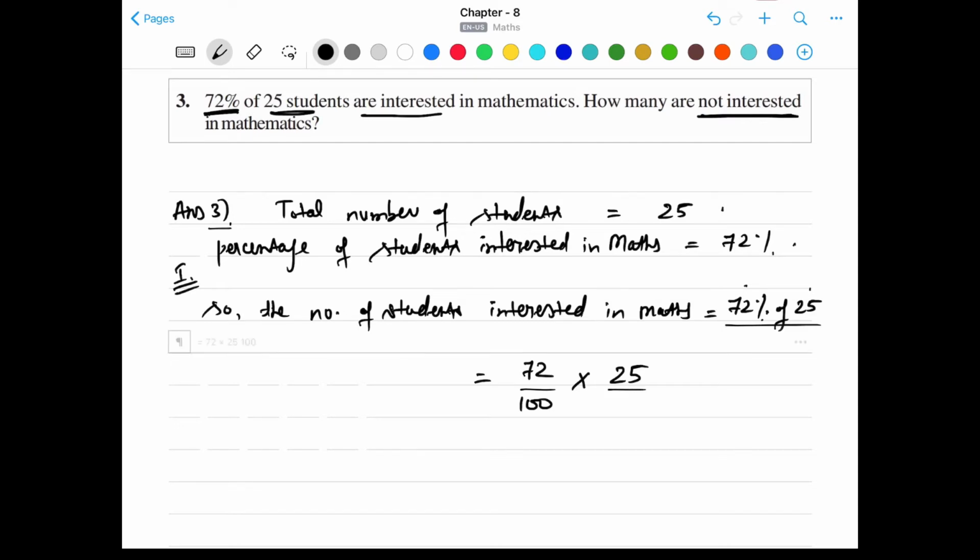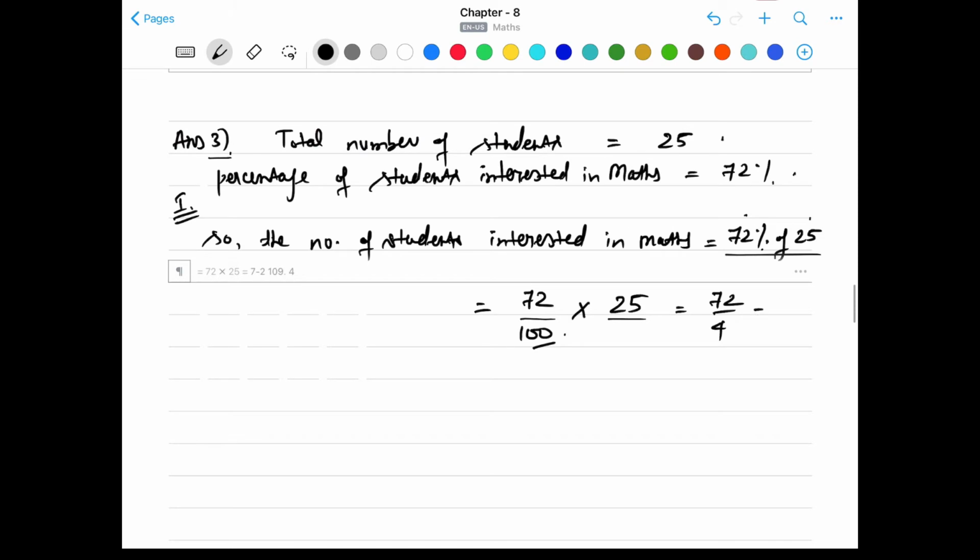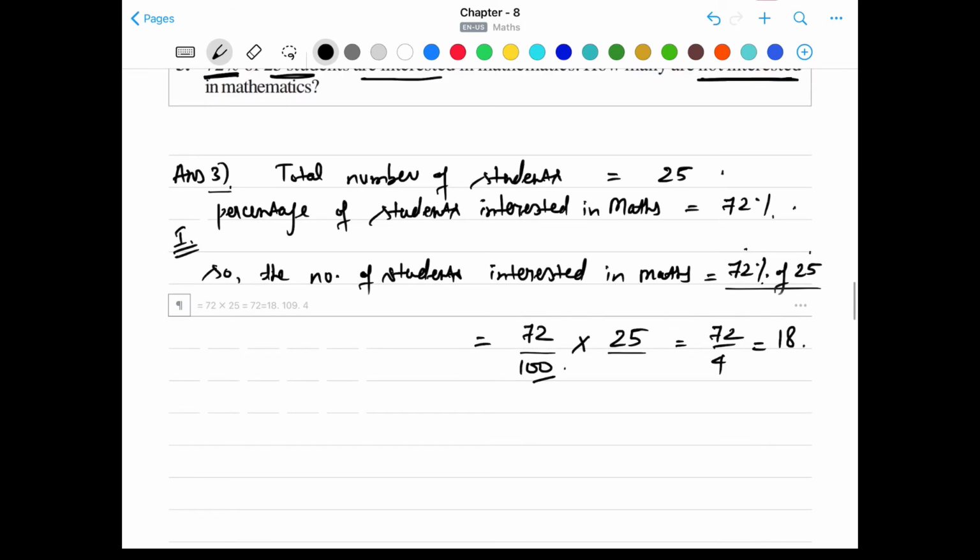So when you divide this 25 by 100, you will get 4 here, so this will be 72 by 4, and when you divide this again, you will get 18. 72 divided by 4 is 18. So the number of students interested in mathematics is 18.